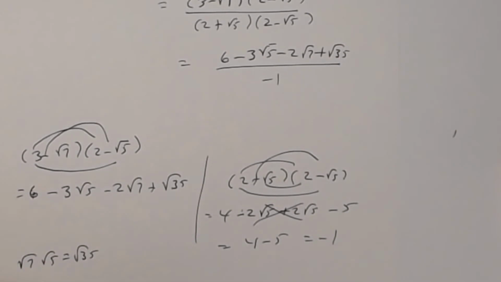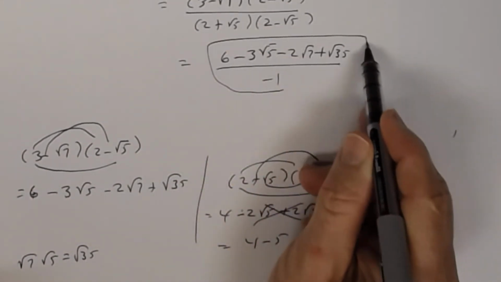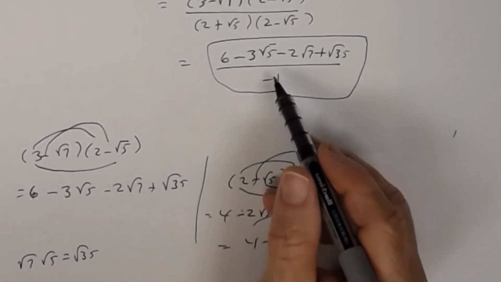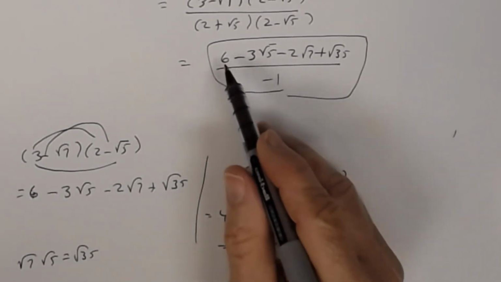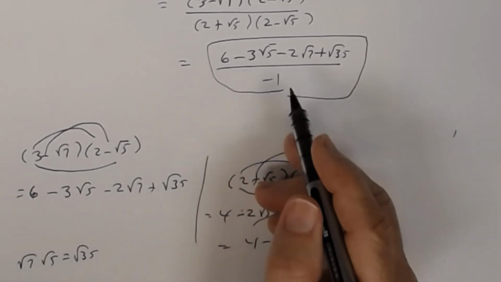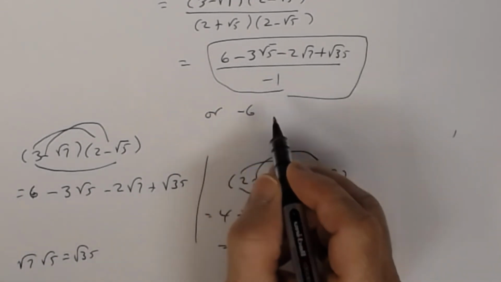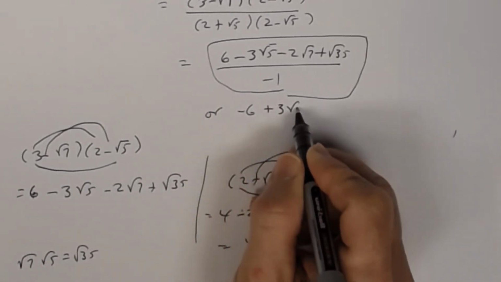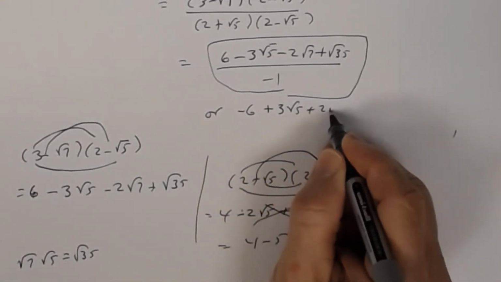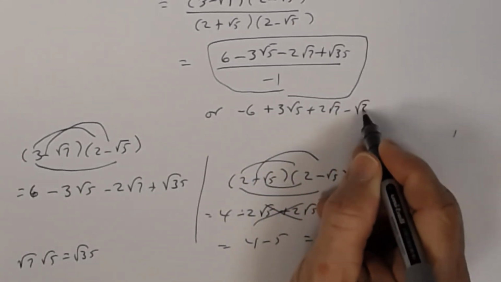Okay. Now, technically, this could be an answer, but if that's a 1 or a negative 1 down here, we prefer to just divide all these terms by that. So 6 divided by negative 1 is a negative 6. Negative 3 square root of 5 divided by negative 1 is a positive 3 square root of 5. A negative 2 square root of 7 divided by negative 1 is a positive 2 square root of 7. And then square root of 35 divided by negative 1 is a negative square root of 35.